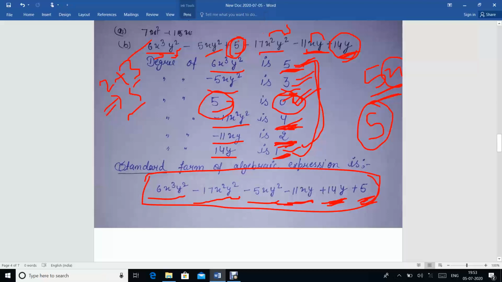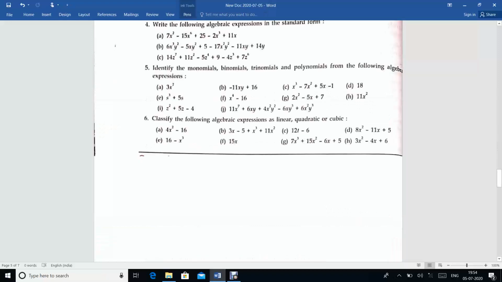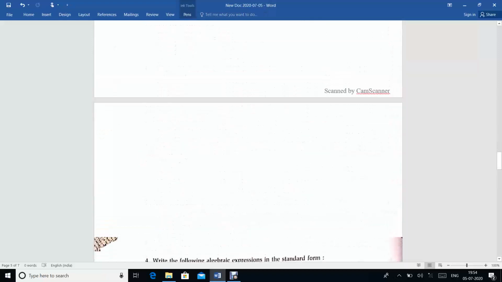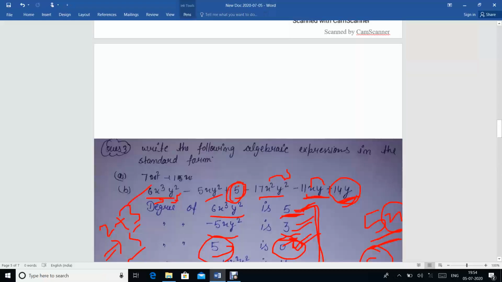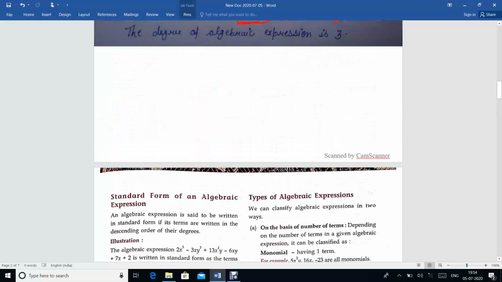Let us move towards the next topic, and the next topic is types of algebraic expressions.